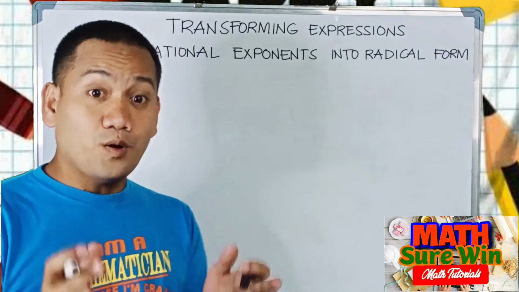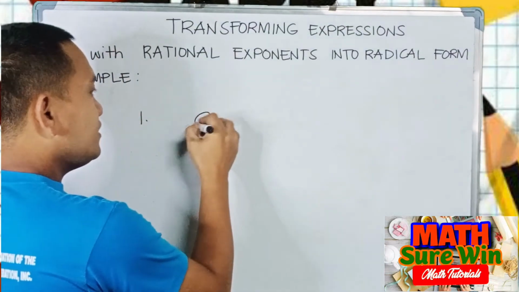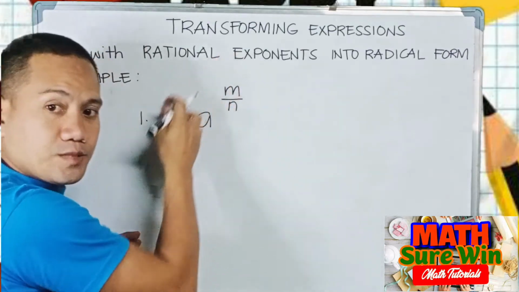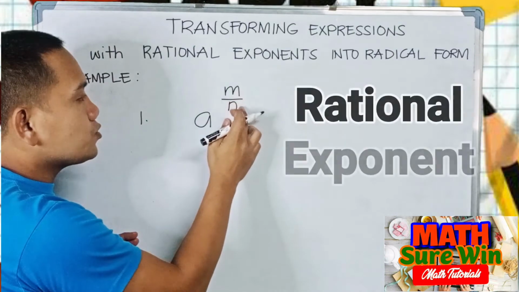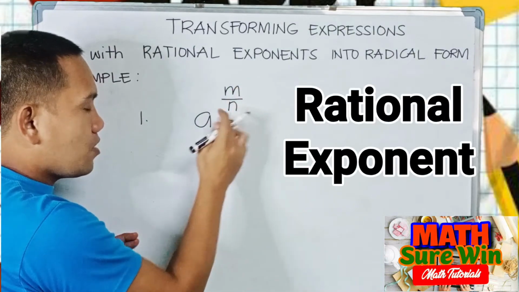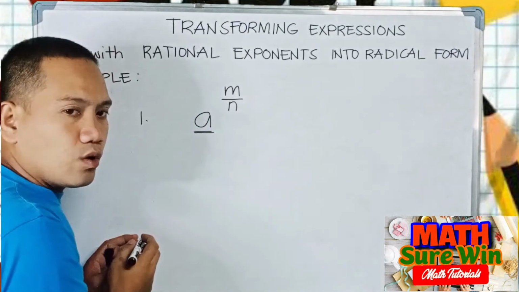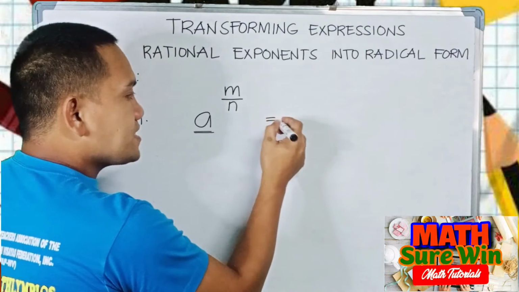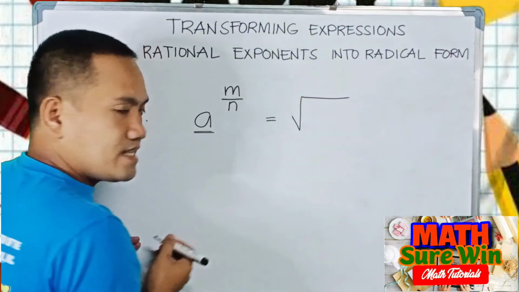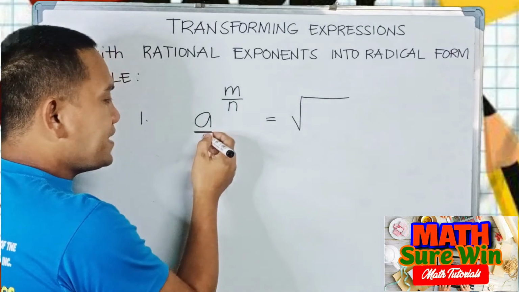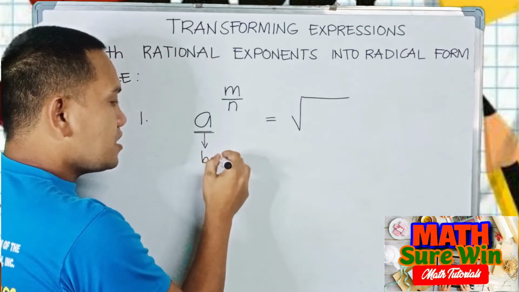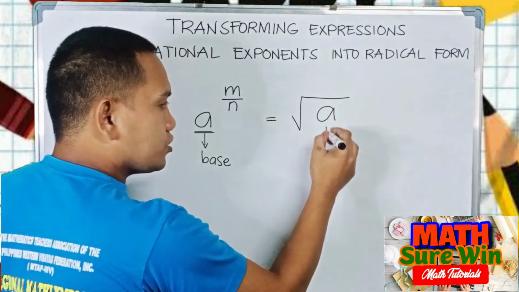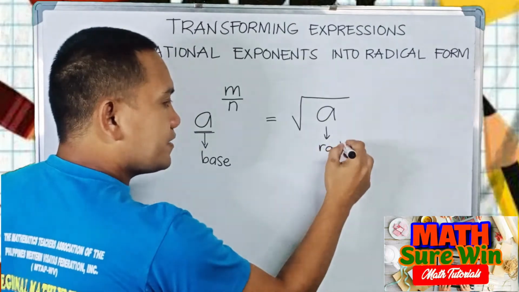With this, let's try to have our first example as we transform expressions with rational exponents into radical form. Supposing we have a raised to m over n. In this certain expression, our rational exponent would be m over n, while a is considered as our base. So for us to write this into radical form, it must first have a radical symbol. And our base here, which is a, will serve as the radicand of our radical expression. So this is our radicand.